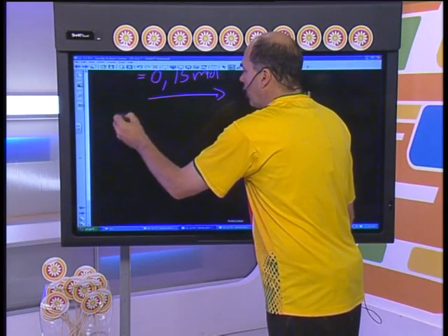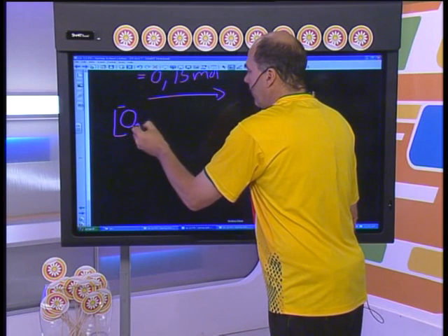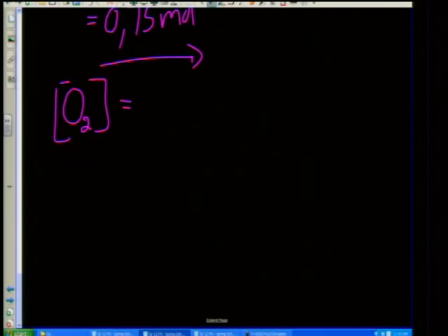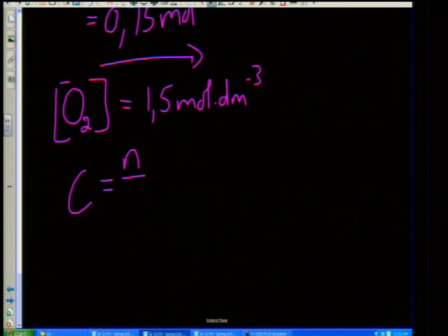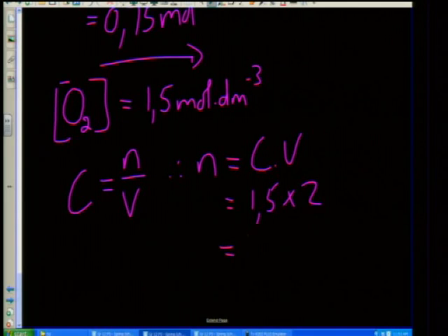If we were told the concentration, square brackets means concentration, of oxygen in this container was 1.5 moles per decimeter cubed. Let's say they gave us something like that. Then what would we do? We recognize we want number of moles. We know concentration is equal to the number of moles divided by volume. Therefore, number of moles is equal to concentration times volume. In this case, it's 1.5 times a volume of 2, which gives you 3 moles present.